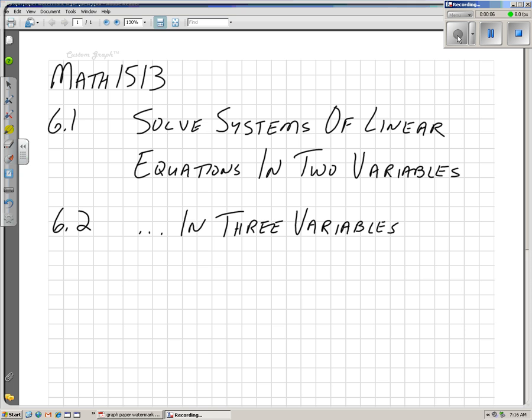This is going to be a quick lesson on Chapter 6, Section 1 and Section 2. We're going to solve systems of linear equations in two variables. That's Section 1. And then Section 2, there's going to be three variables. So two variables, our solution is going to be simply an x and a y. Three variables, we're looking for a point with three coordinates, x, y, and z. We're kind of going three-dimensional here.